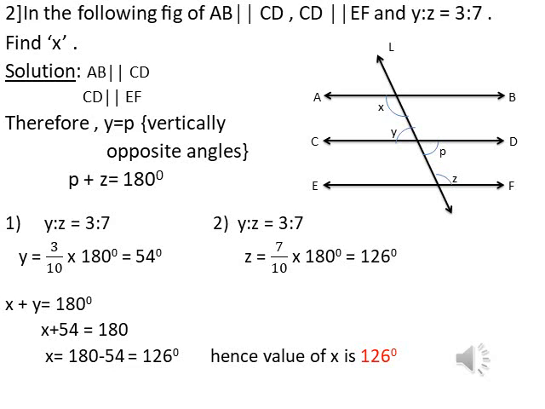Y is equal to P. Now we want to find the value of X. We know if we add X plus Y, they are interior angles on the same side of the transversal, so X plus Y is 180. In place of Y I will put 54 degrees. So X is equal to 180 minus 54, which is 126 degrees. So here we conclude that X is equal to 126 degrees.